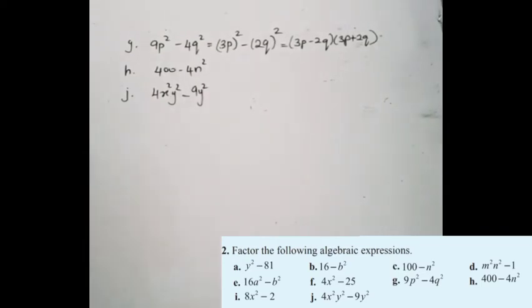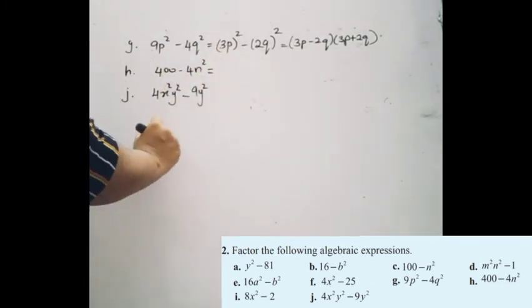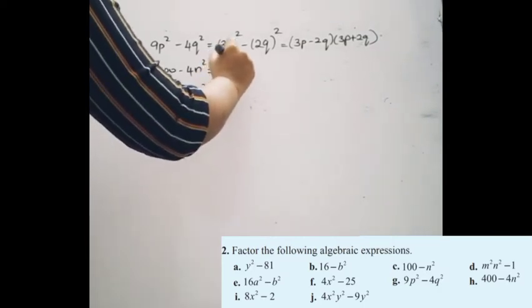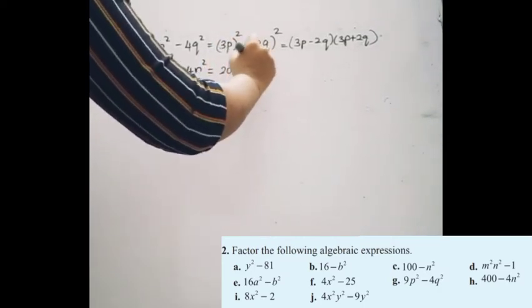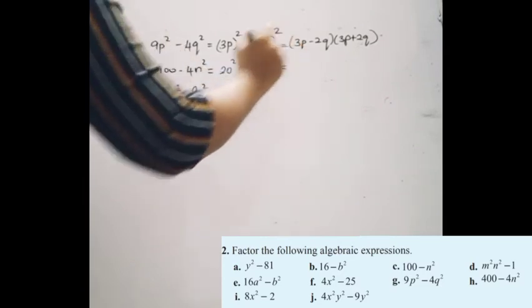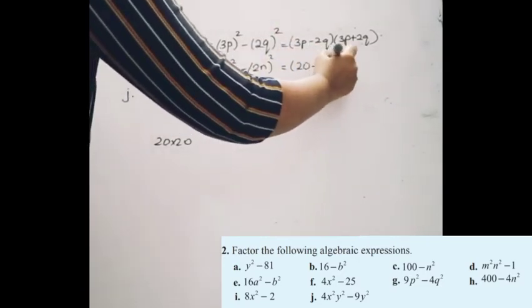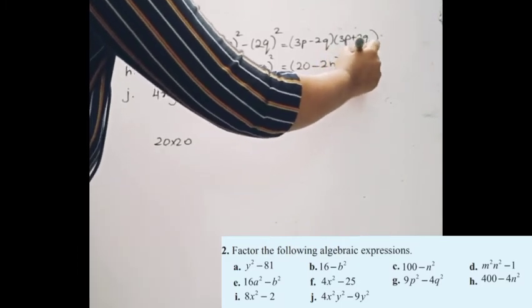Okay. The next example, once again, 400 can be written as 20 square. See, 20 into 20 is 400. So 20 square minus 2n whole thing square. Now it can be factorized as 20 minus 2n into 20 plus 2n.